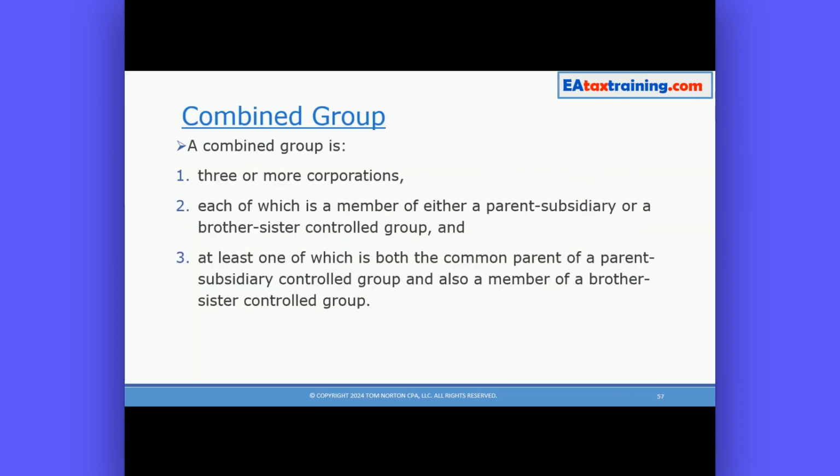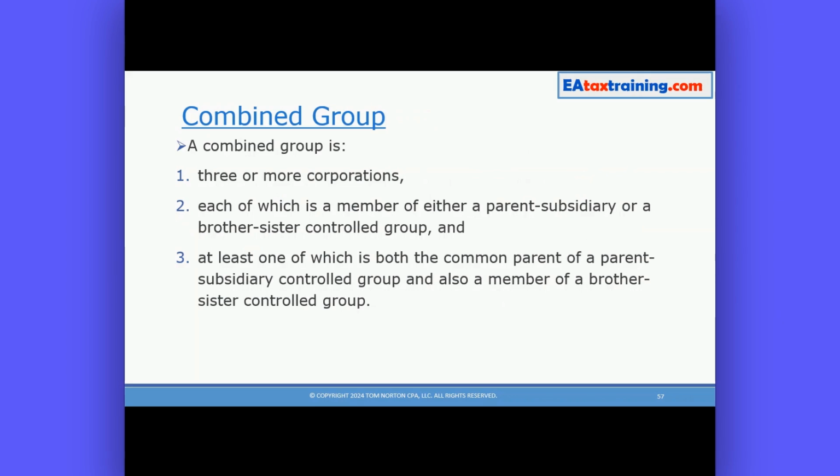Then we have something called a combined group. If all you had was the parent subsidiary and the brother sister, there would be ways that you could arrange things so that you don't quite meet the test for parent subsidiary, you don't quite meet the test for brother sister, but in effect, it's still a controlled group.